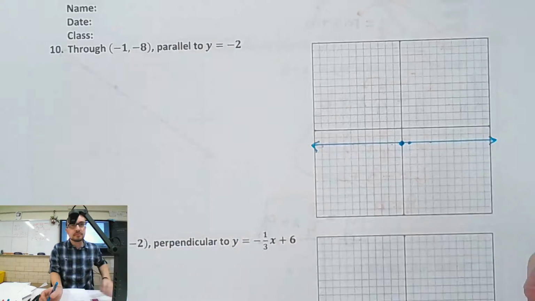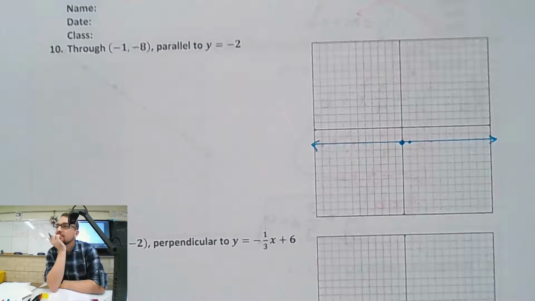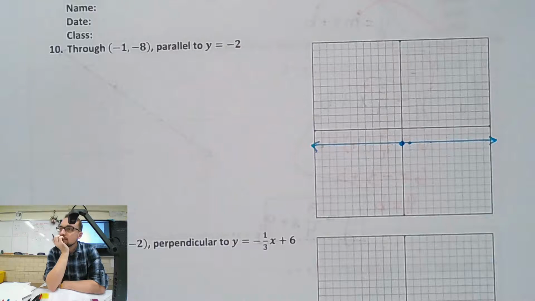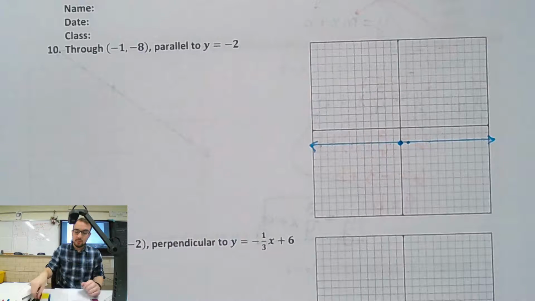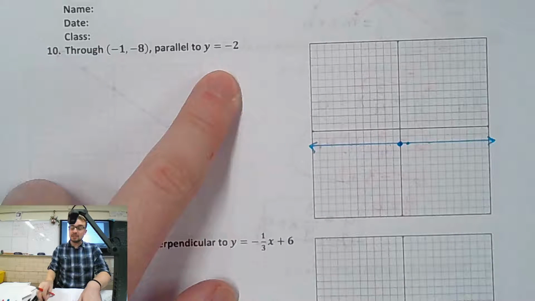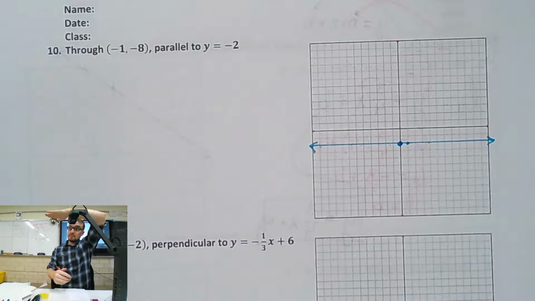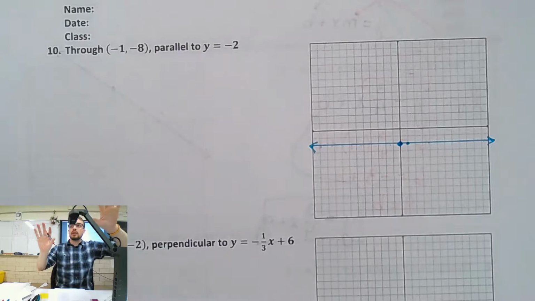So is y going to... Which one are you on? 10. So is y going to equal -8? That's it. Well, we want the line to be parallel to that, so it's going to be also horizontal. Let me walk through it, okay? Pause for a second.